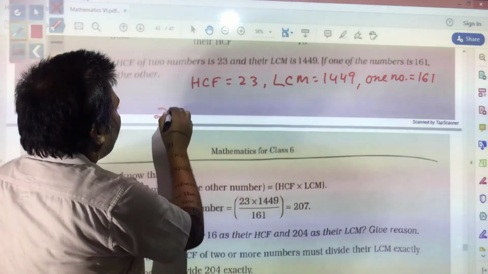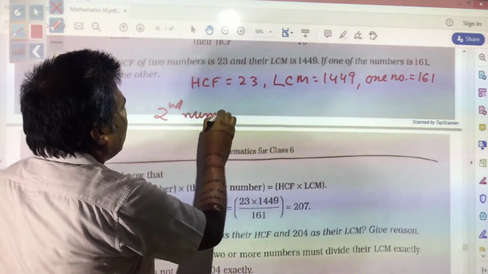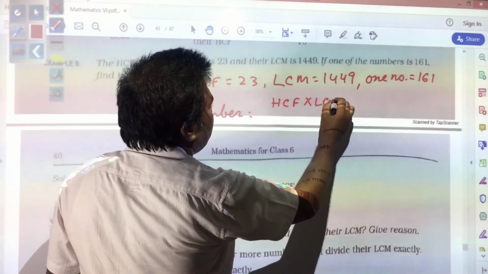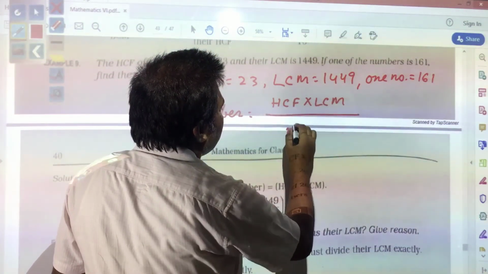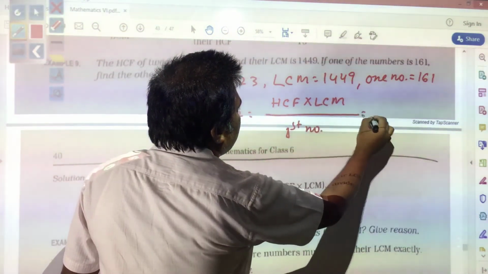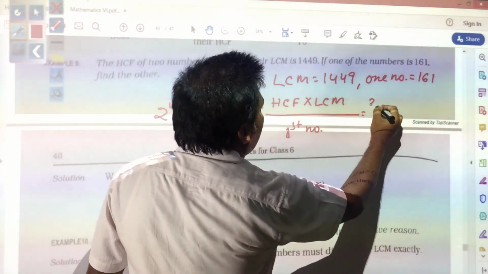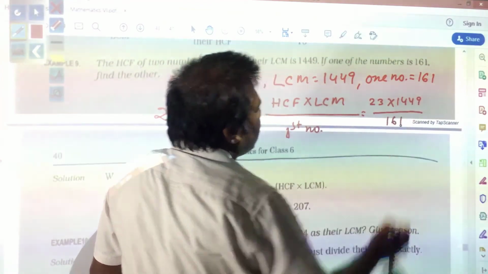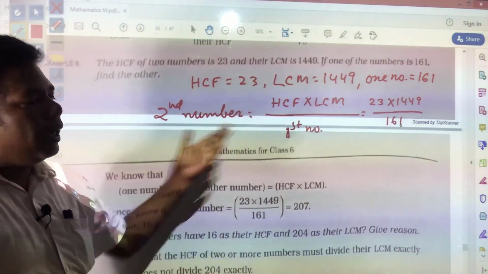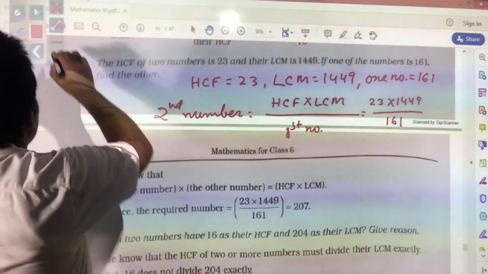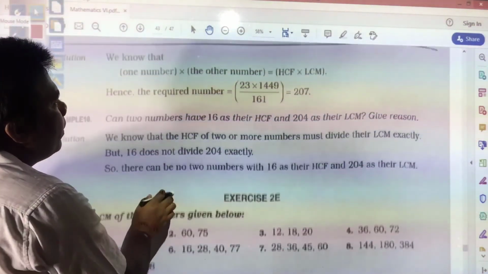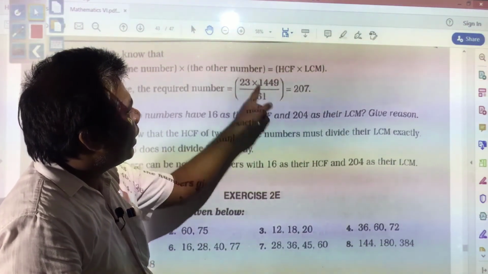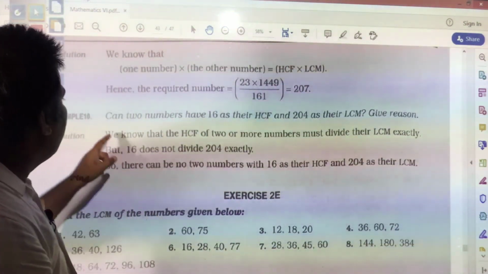So, the second number will be what? The second number will be HCF into LCM divided by the first number. It means HCF, you have 23 into 1449 divided by 161. This is required to be simplified and you will get the answer. Here this has been done, you see. 23 into 1449 by 161, you simplify this, you will get 207.